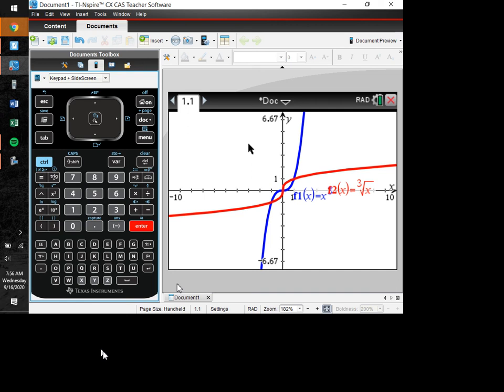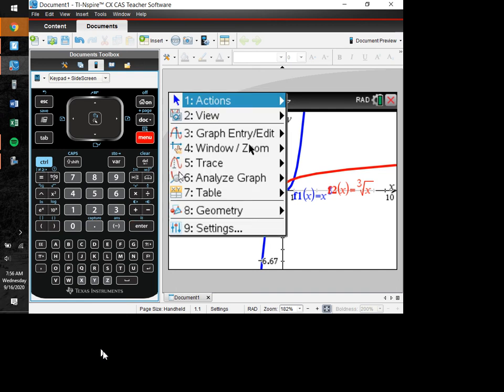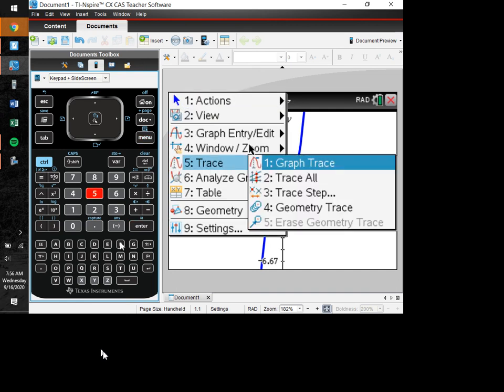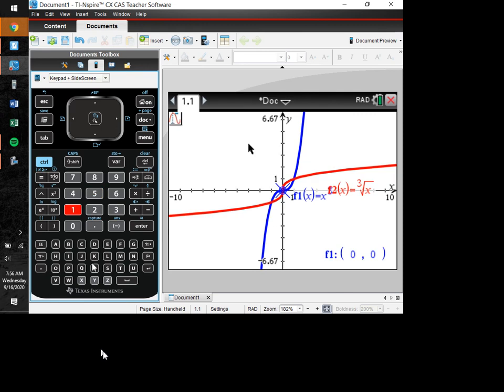One of those, not surprisingly, is the origin at 0, 0. So let me go ahead and just plot that point right here and do a graph trace, and I'll put a dot right there at 0, 0.